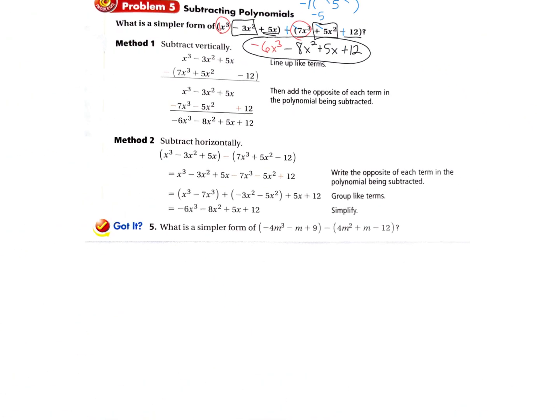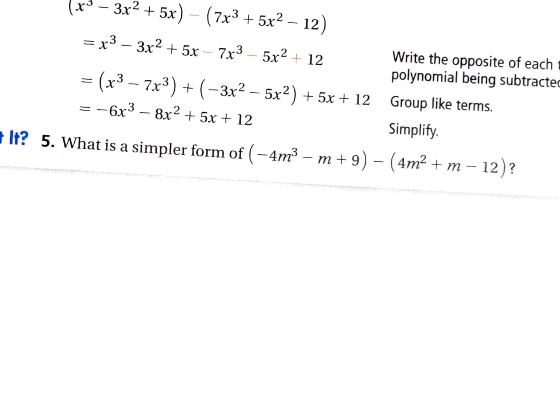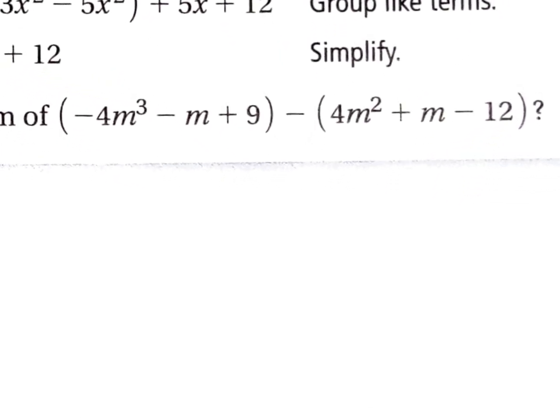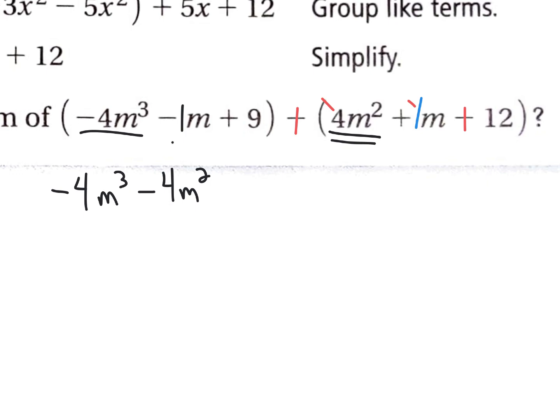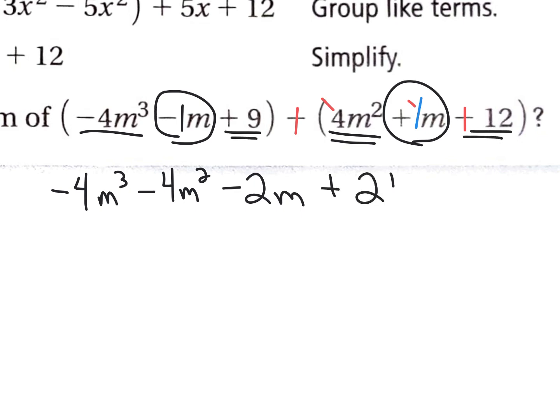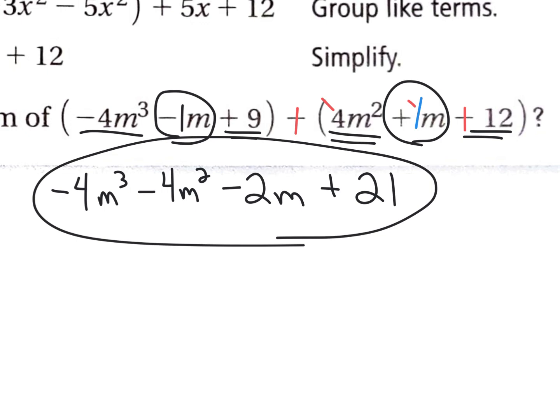Okay, so if we look at this, they got it 5. They want a simpler form of this, so they want us to try to combine these together. So once again, I'm just going to add the opposites here. You can put a 1 in front of the m if you want, and then I'm just going to work this out in how it's written rather than rewriting it. So we have an m cubed, we've got m squared, we've got m, so that would be like minus 2m, and then constants we can also combine.